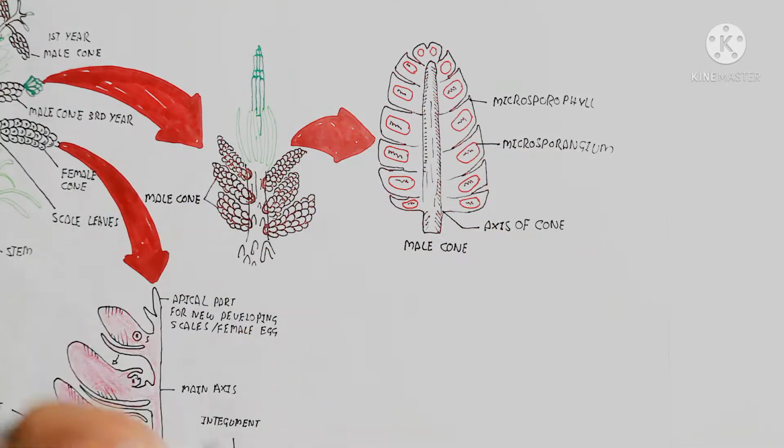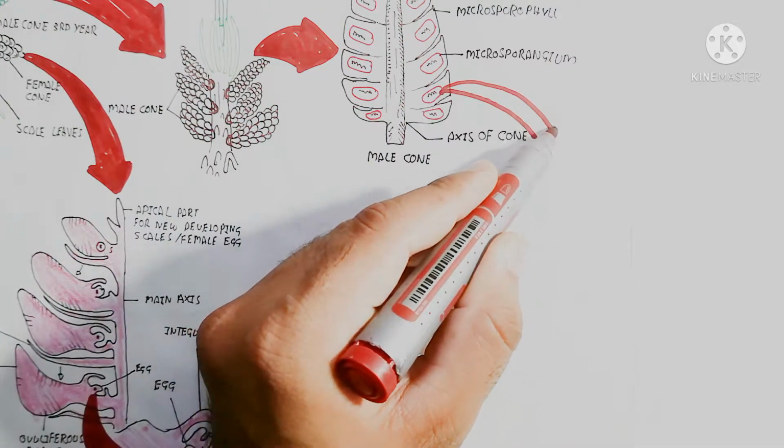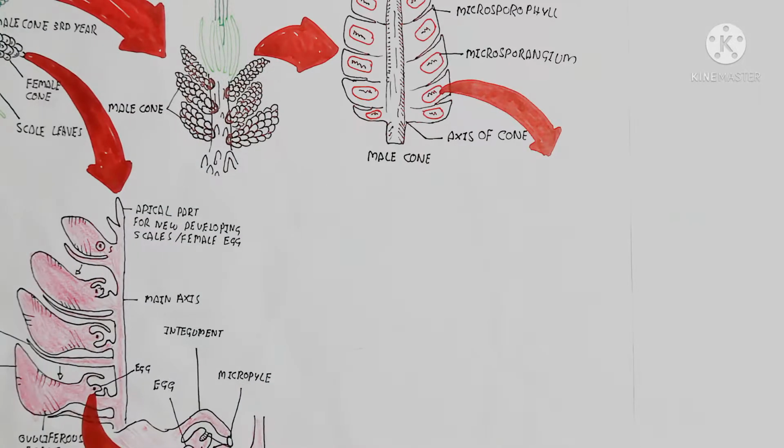Pinus is the major example of this class, this family of gymnosperms. The naked seed is present, and basically not a fruit.